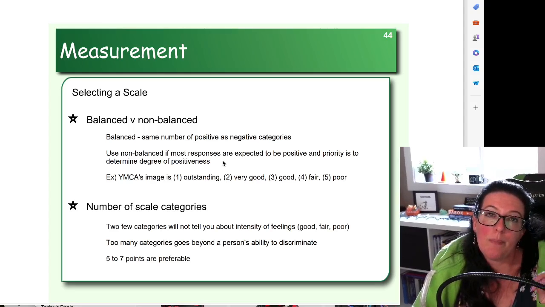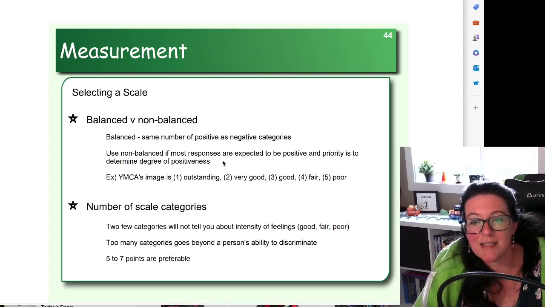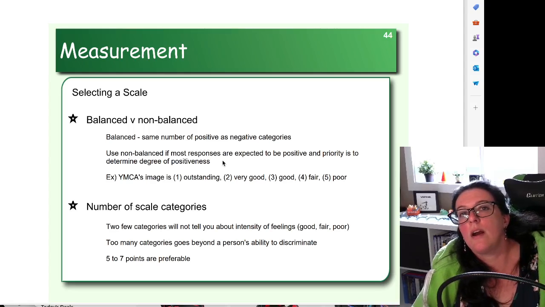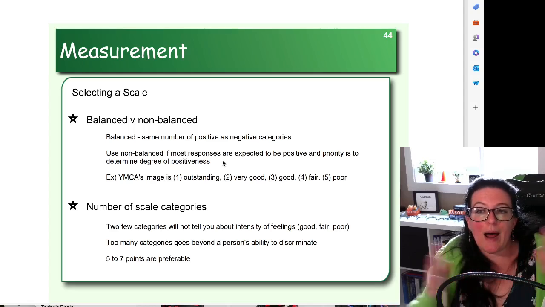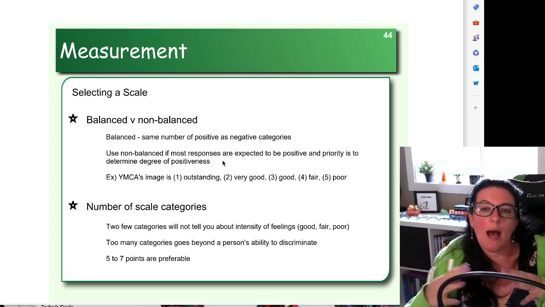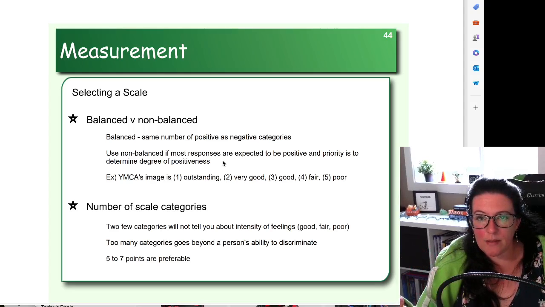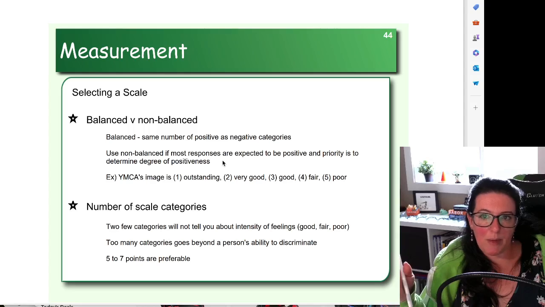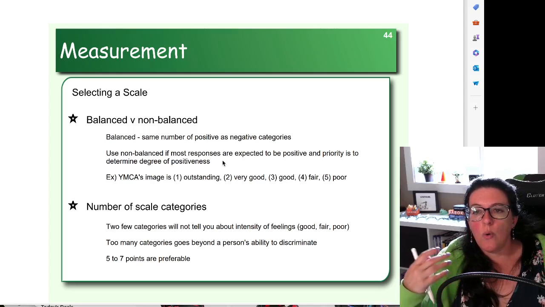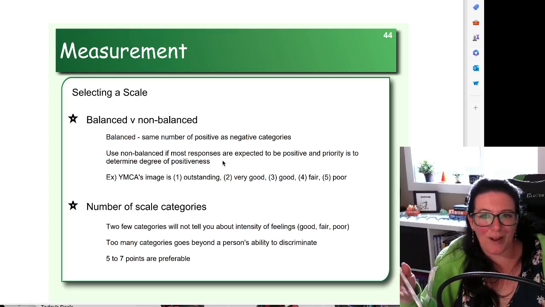Because remember, if people can't find the response they're looking for or feel like it doesn't represent how they actually feel, then they're not going to have a good experience and want to participate in research in the future. We need to decide if it's balanced or unbalanced. We also have to decide how many points are on that scale. Is it 5 points? Is it 7 points? Make sure that you have enough to measure the intensity of people's feelings. So good, bad, and neutral is usually not enough. So 3-point scale is not what you do.